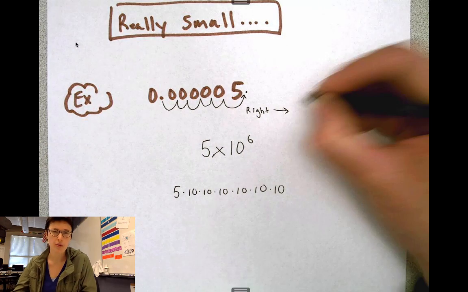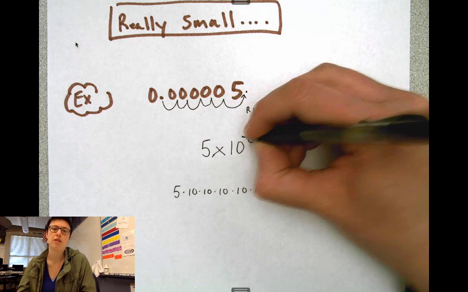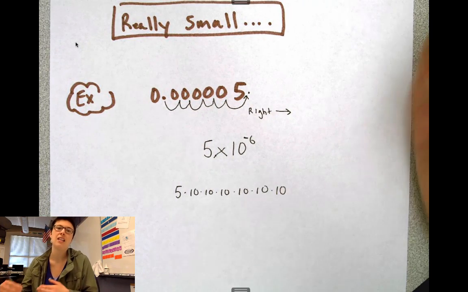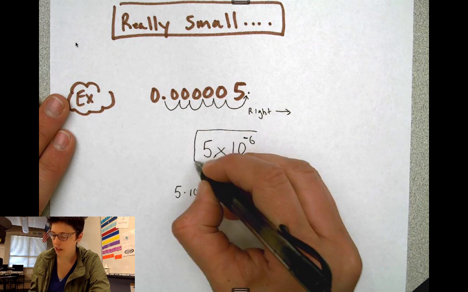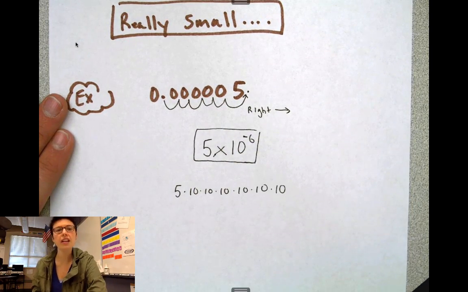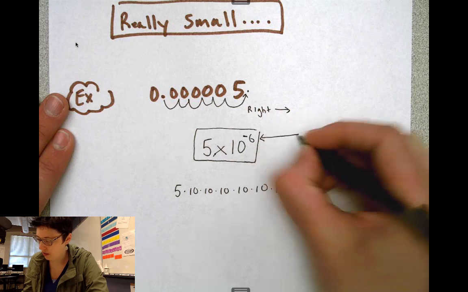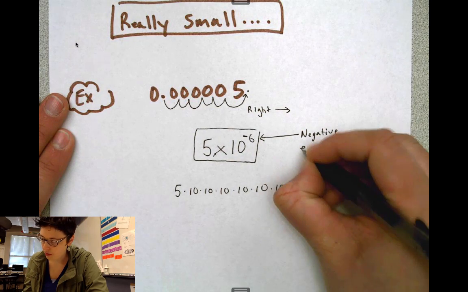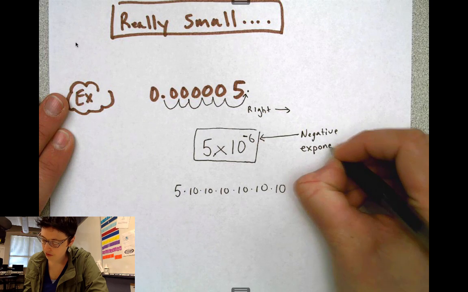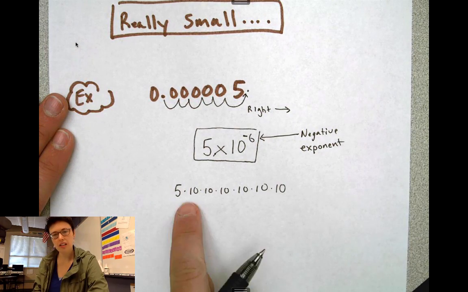We're working with a really small number, so the way we show that is we use a negative sign with our exponent. We say we went 10 to the negative 6th power, and that makes up our answer. So negative powers, negative exponents, tell us that we moved to the right versus left. So I'm just going to write a little note here. A negative exponent is what we're going to use.